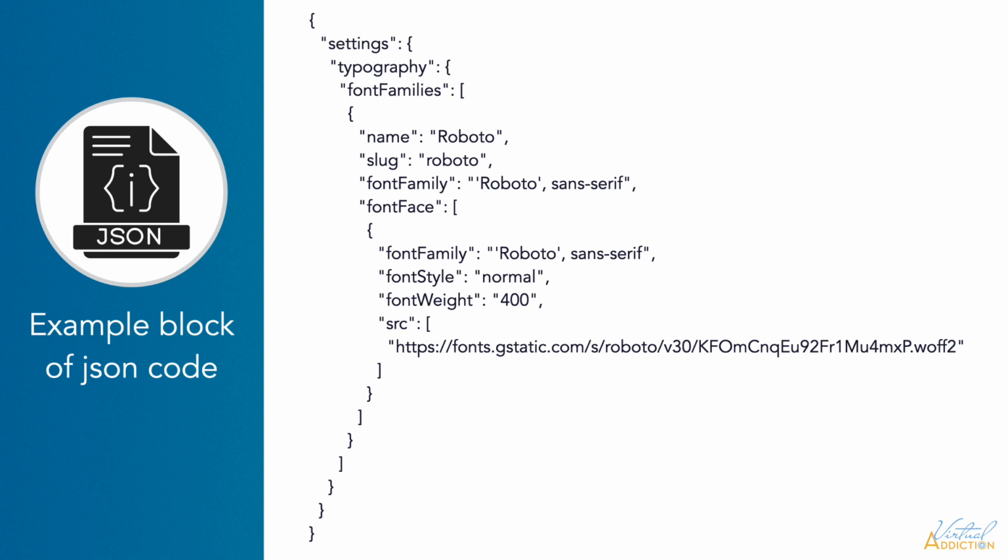And then inside each font face, you're going to describe it by specifying the font family. Again, you're telling it which font, the font style, whether it's normal or italic, and then the font weight. You'll also need to include source, which is an array of URLs that points to the actual font files.